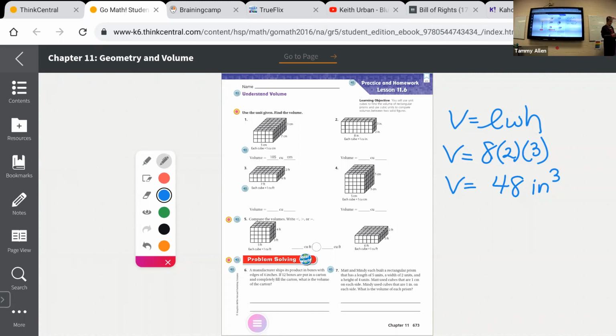Okay? And number 7, we looked at the volume of each prism. What was the volume of Matt's? The volume of Matt's was 40 cubic centimeters. And Mindy's? 40 cubic inches. Matt's was 40 cubic centimeters, Mindy's was 40 cubic inches. And again, we use the same formula, volume equals length times width times height. What questions do you have for me? Any? Anybody?